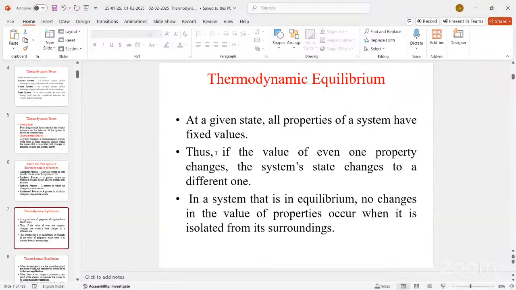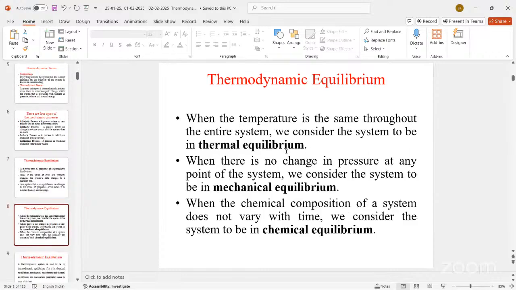And what is thermodynamic equilibrium? When the temperature is the same throughout the entire system, we consider the system to be in thermal equilibrium. Mainly we have 3 types of equilibriums: thermal equilibrium, mechanical equilibrium, chemical equilibrium. What is thermal equilibrium? When the temperature is the same throughout the entire system, we consider that it is in thermal equilibrium.